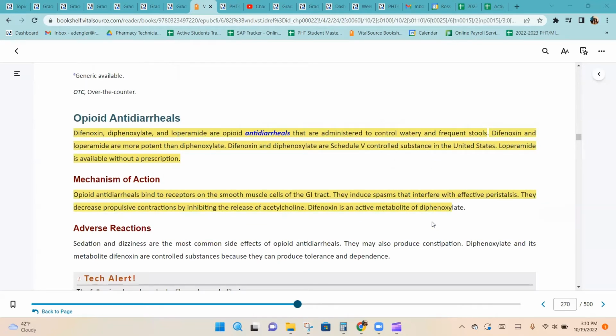Difenoxin, diphenoxylate, and loperamide are opioid antidiarrheals that are administered to control watery and frequent stools. Difenoxin and loperamide are more potent than diphenoxylate. Difenoxin and diphenoxylate are Schedule 5 controlled substances in the United States. Loperamide is available without a prescription.